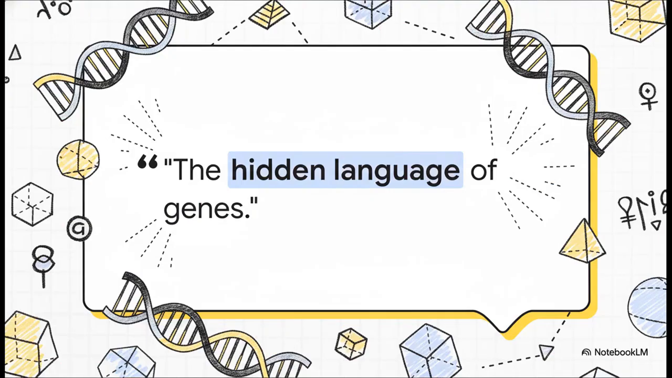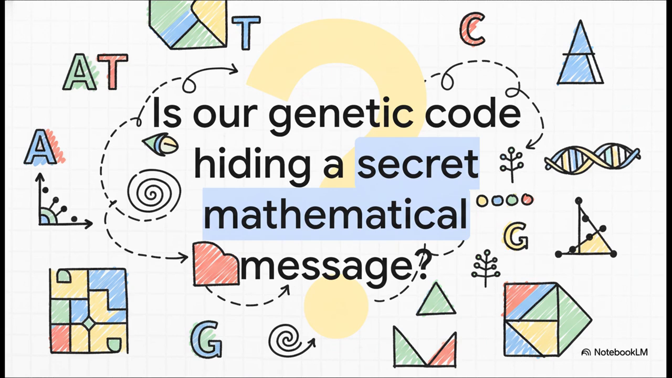And this isn't some brand new idea. It was actually proposed decades ago, and it all centers on this one concept, a hidden language of genes. The theory basically says that beyond just the code for building proteins, there's a second, global layer of order, a grand overarching pattern that we might have been missing this whole time. So that's the big question we're tackling here.